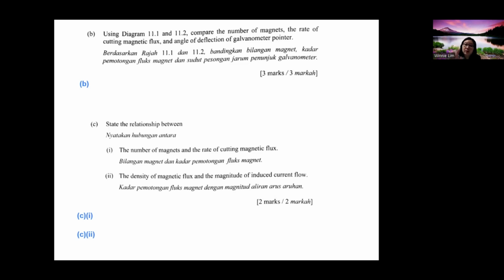And teacher always say this part you must try to score 5 marks. It's like a bonus for you. Even though you may not be very clear with what electromagnetic induction is, this concept, you just need to compare the diagrams only.